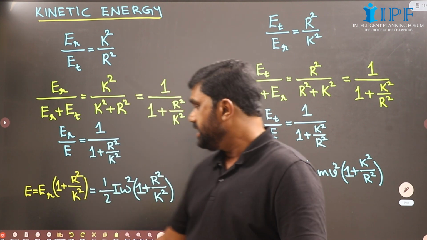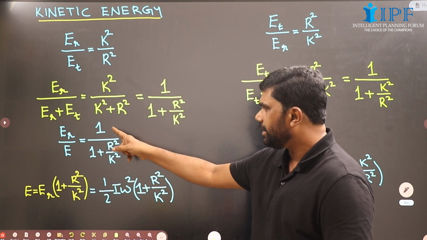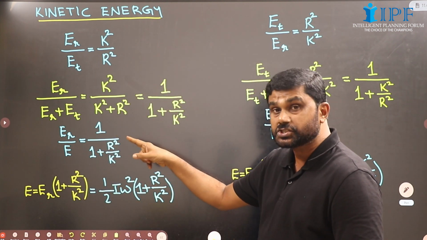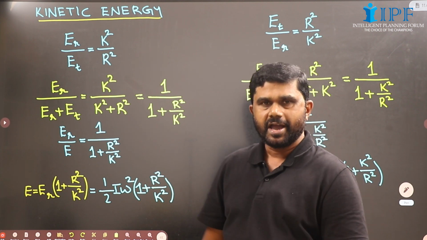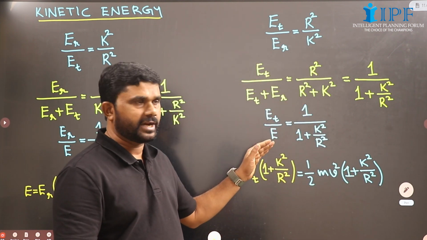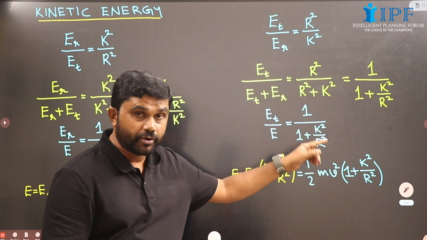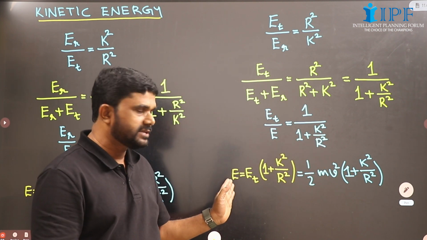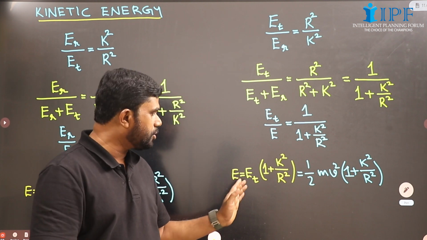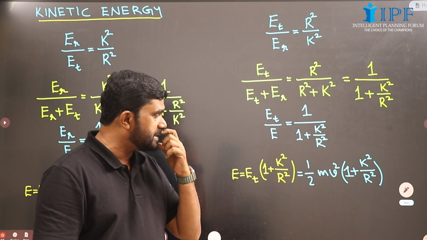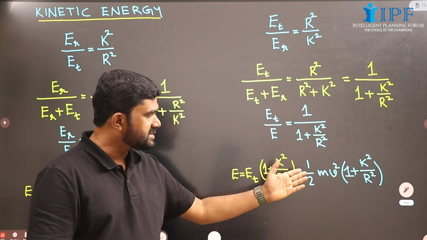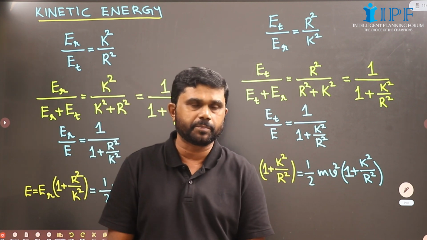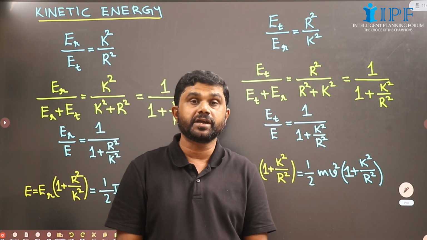See, ER by total I have got as 1 divided by 1 plus R square by K square, and here ET by total is 1 by 1 plus K square by R square. And the total energy, without any suffix, E equals translational energy into 1 plus K square by R square, and translational energy is half mv square into 1 plus K square by R square.